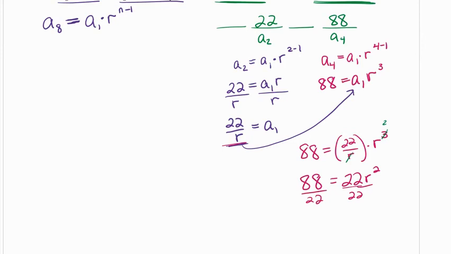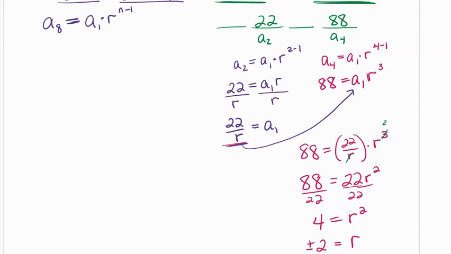88 divided by 22 is 4. And then we're just left with r squared over here. And then r squared, that means we want to take the square root of each side. So we get r equals, the square root of 4 is 2, but we're solving here, so don't forget, you need your plus or minus, right?